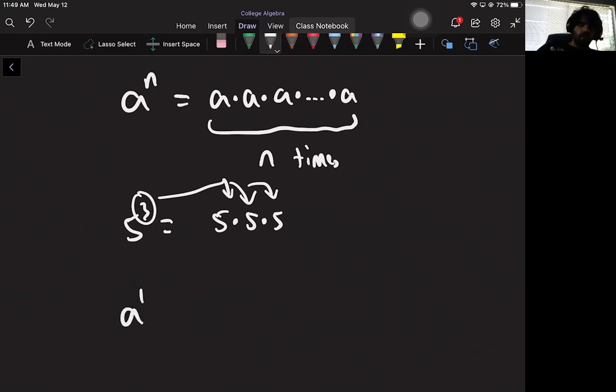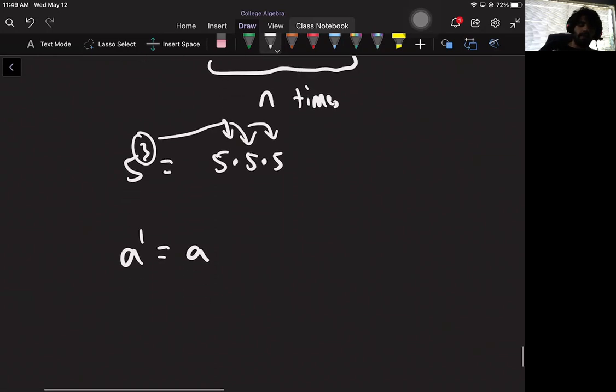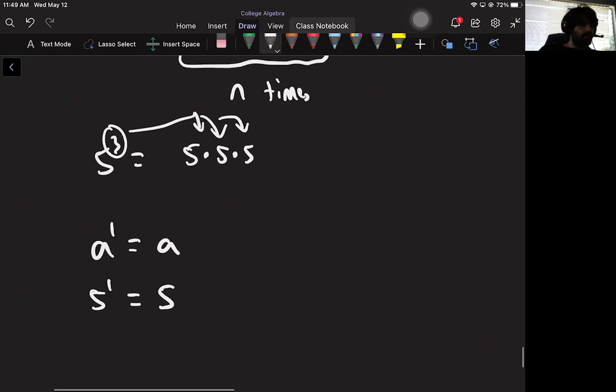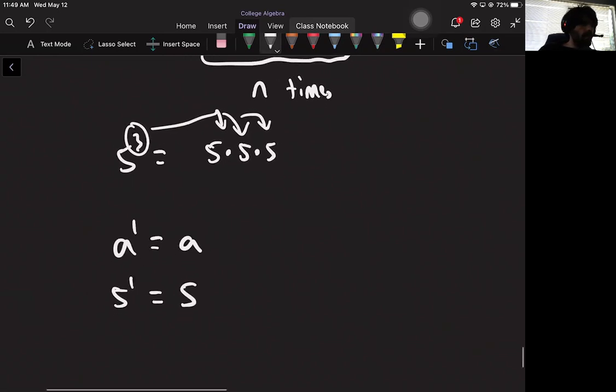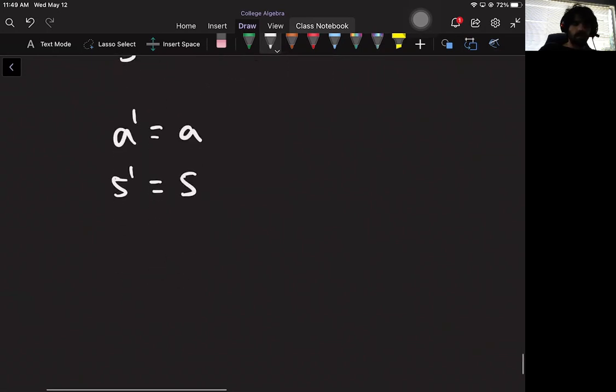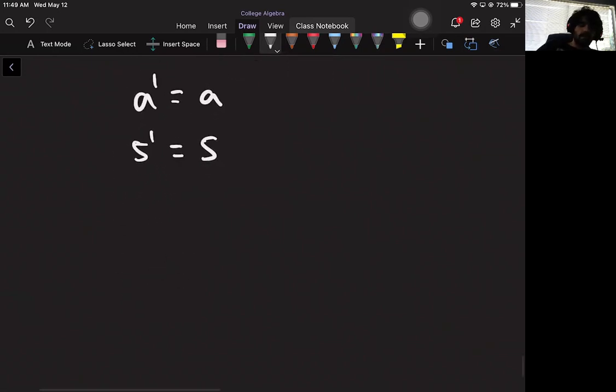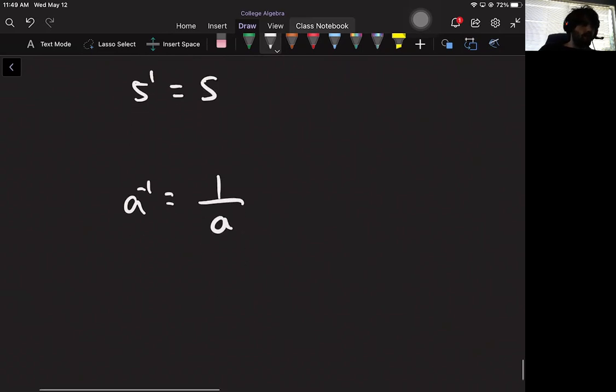So that means that a to the 1 is just a because it's a multiplied by itself just one time. So anything to the 1 power is just itself. For that reason, for example, 5 to the 1 is 5. And then we get some slightly more complicated ones. So when you have a negative power, that means you divide it underneath 1. So a to the -1 means 1 over a, for example. So 5 to the -1 would mean 1 over 5.